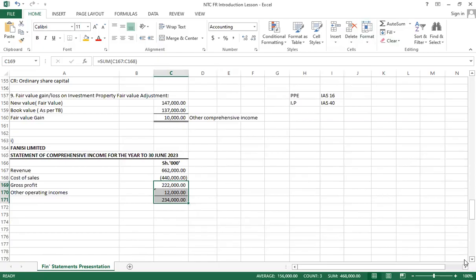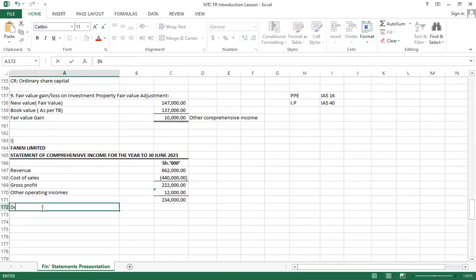We can then proceed to the other operating expenses. You'll now be left with only three categories. One is the distribution costs, then the next one should be the administration expenses, and then the last one we had said is the finance what?